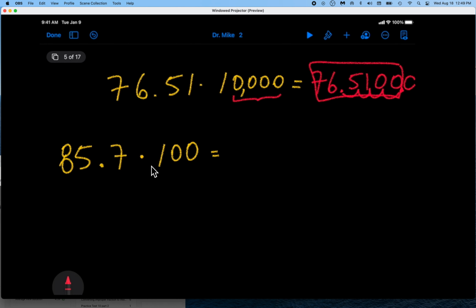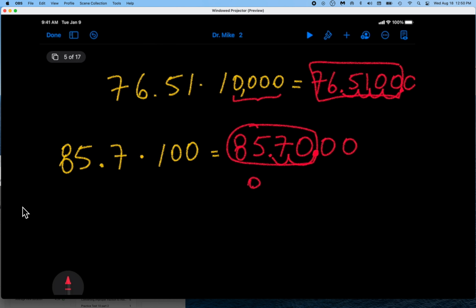How about this one? We're going to get bigger. We know we're going to be moving this to the right 2 decimal places. I want some phantom zeros in there to guide me where to put it. Okay, we start here. We're going to move 2 places, 1, 2, and this is our final answer. 8, 5, 7. Okay.